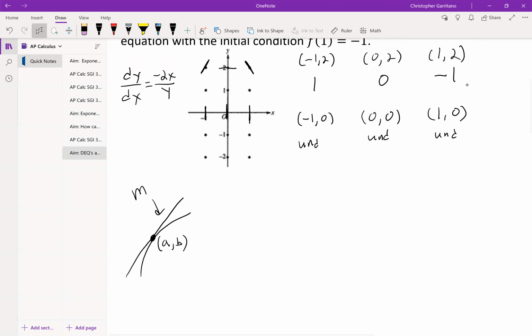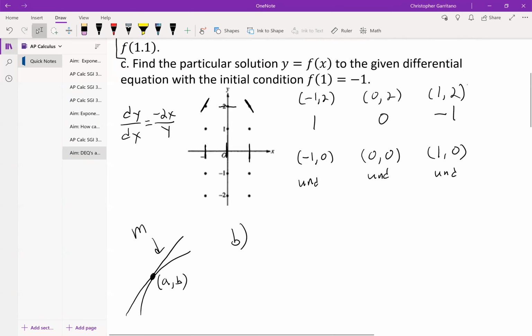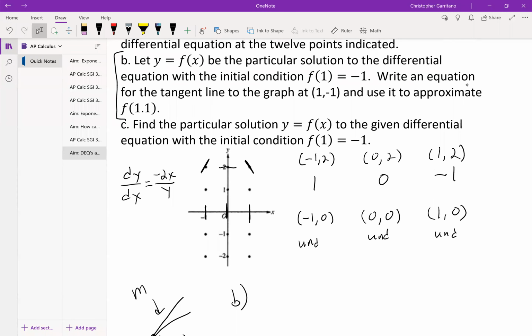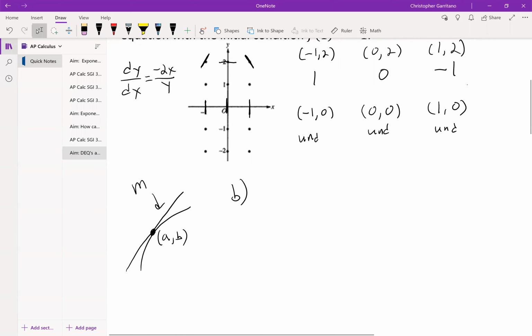So here's part B. In this case, I'm dealing with the point (1, -1), so I'm going to use that to determine the slope. I want the slope at the point (1, -1). Well, how do I determine the slope? Well, that's exactly what the differential equation gives us.